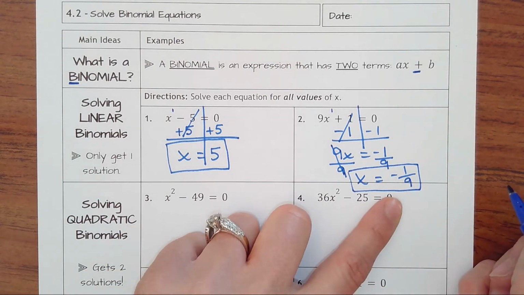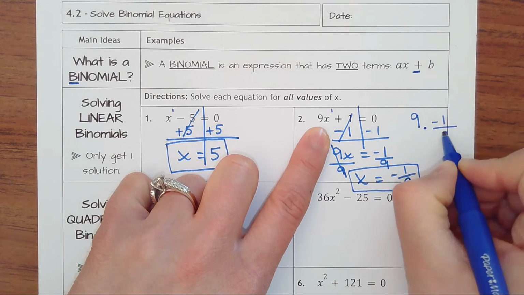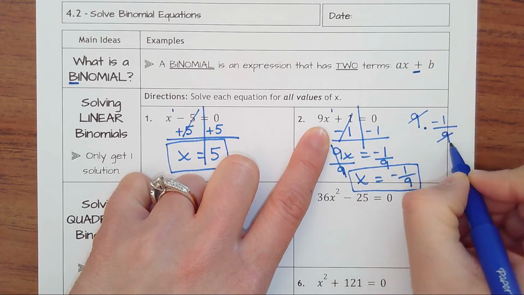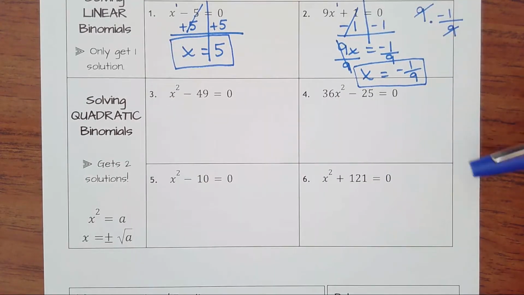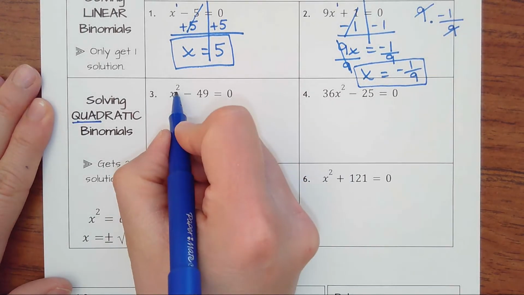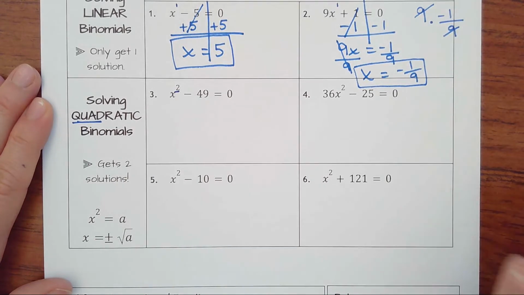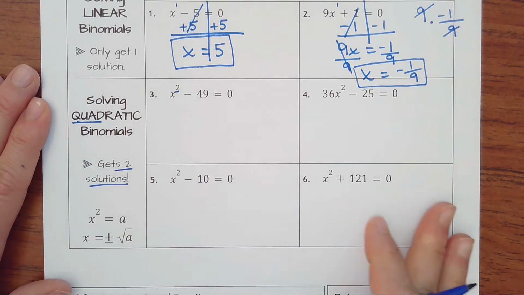So if I were to plug that back in, 9 times negative 1/9, the 9s can divide away. That'd be negative 1 plus 1 does make 0, so it works. Second half of this is solving quadratic binomials. Quadratic means that it has something squared. So x squared could be any letter, but in all of these we'll see x being squared. On these you're going to get two solutions, and I'll show you why.